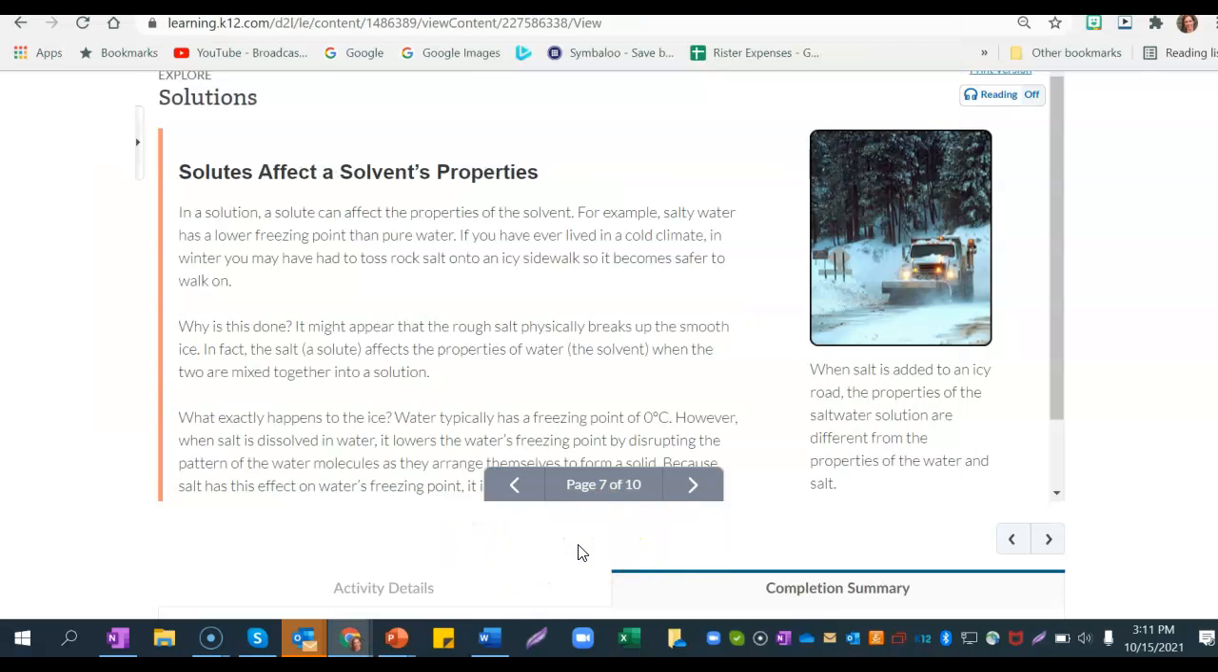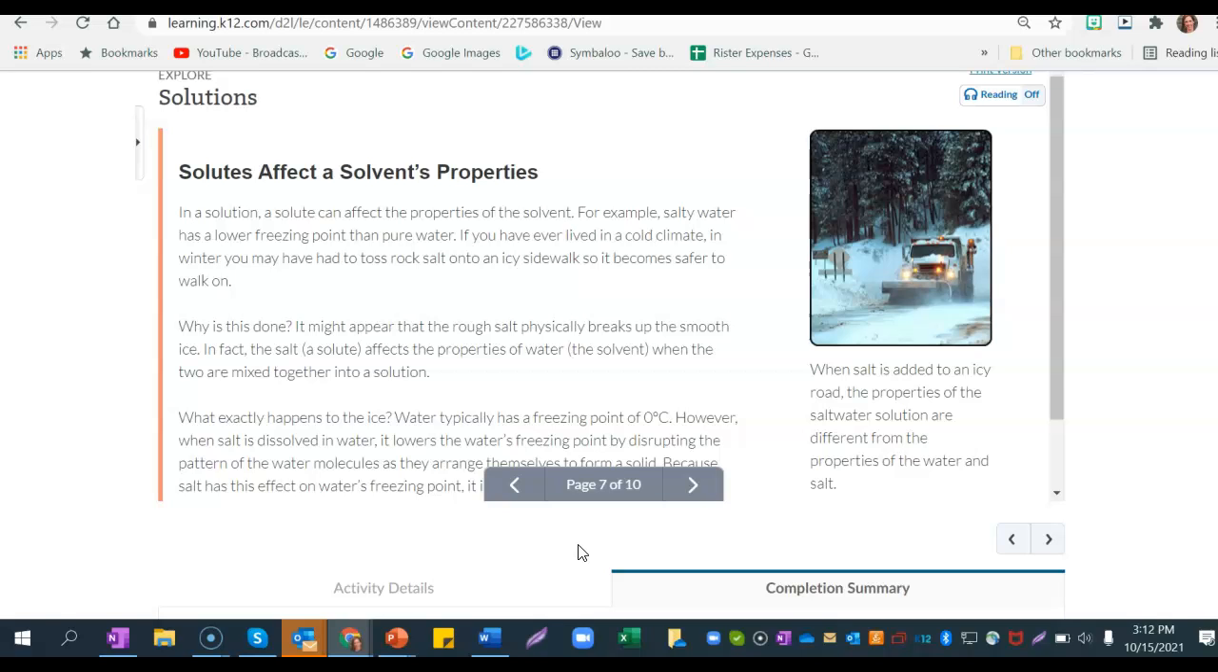So in a solution, a solute can affect the properties of the solvent. So for example, salty water has a lower freezing point than pure water. If you've ever lived in a cold climate, in winter you may have to toss rock salt onto an icy sidewalk so it becomes safer to walk on. Why is this done? It might appear that the rock salt physically breaks up the smooth ice, but in fact the salt, which is a solute, affects the properties of water, the solvent, when the two are mixed together into a solution.